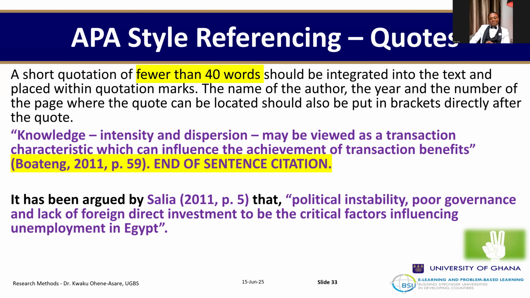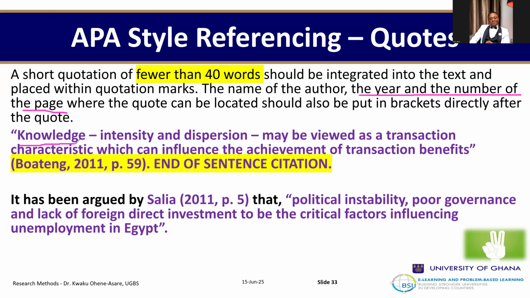And you got to integrate it into the text and place it within quotation marks. So when you are quoting, you got to bring quotation marks. I'll give you two examples here. But you got to bring the name of the author, the year, and the number of the page. This is important. The page number is normally omitted, but you cannot do a quotation by excluding it. Don't exclude the page number. In fact, the way you write the page number matters. The way you write it is important. The quote's location should be put in brackets directly after the quote. So there's an example here.